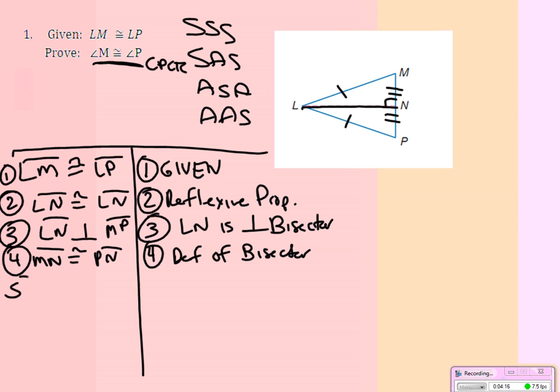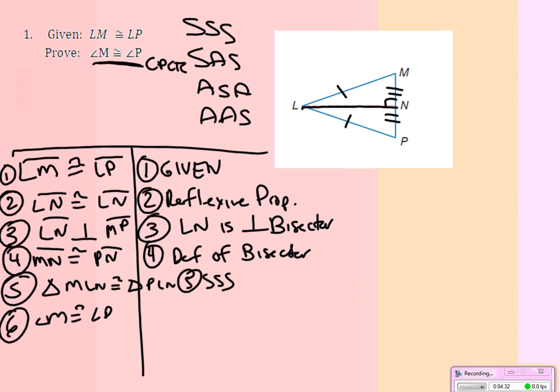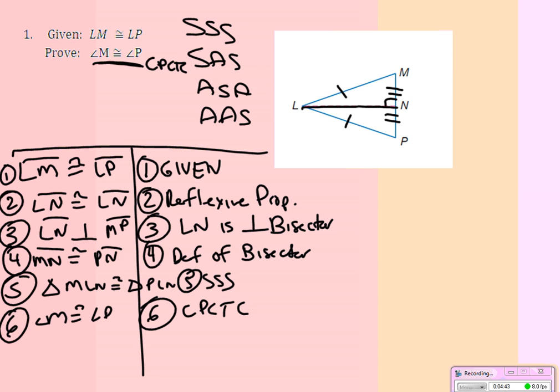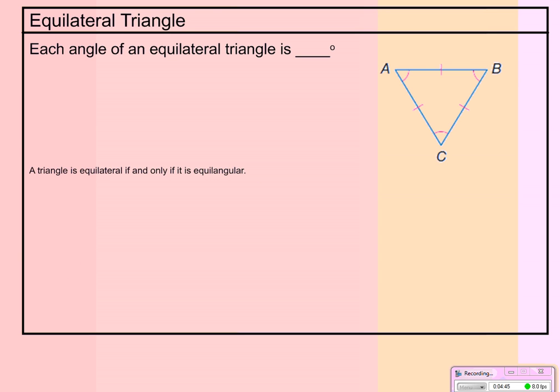Then I can say those two triangles are congruent to each other. MLN is congruent to PLN by side-side-side. Then my final statement is what I'm trying to prove: angle M congruent to angle P by CPCTC. So that's how I would do that proof. Sorry, I kind of jumped ahead there. That's how you can prove the isosceles triangle theorem.